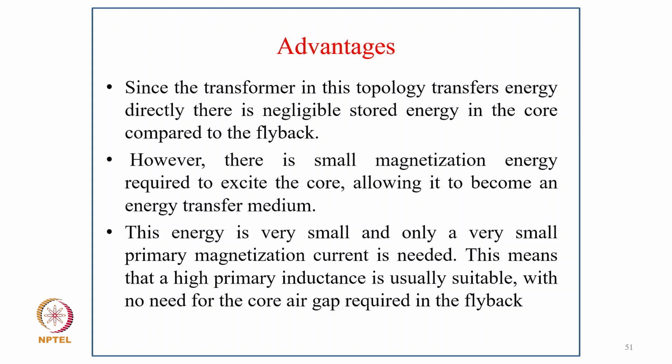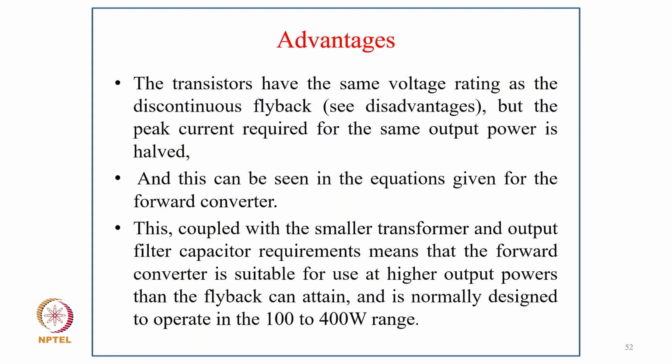This means that a high primary inductance is usually suitable, with no need for a core air gap as required in the flyback. The transistors have the same voltage rating as the discontinuous flyback, as a disadvantage, but the peak current required for the same output power is half, and this can be seen in the equation given for the forward converter.